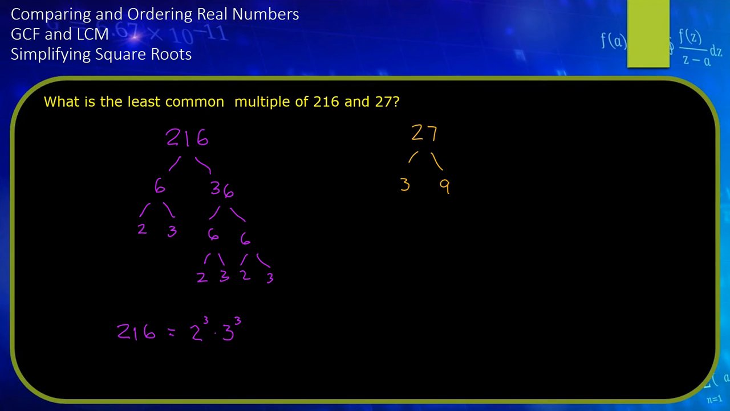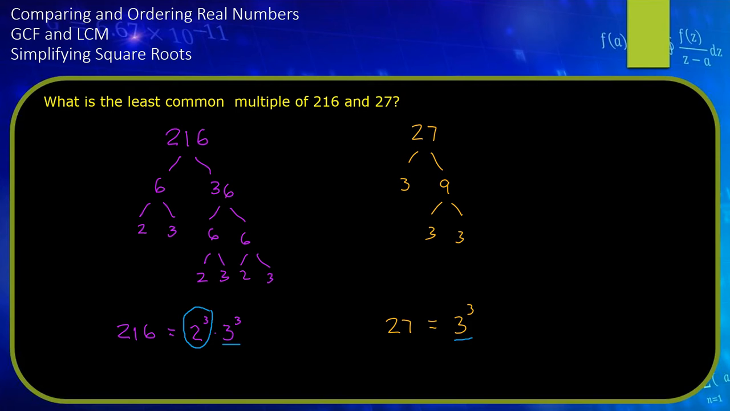27, I can multiply it by 3 and 9, and I get 3 and 3 for 9. So 27 is 3 cubed. So when I look at these, 216 has a 2 cubed, while 27 doesn't have it. So this is going to become part of the least common multiple. They both have 3 cubed as part of it, so 3 cubed is definitely part of the least common multiple.